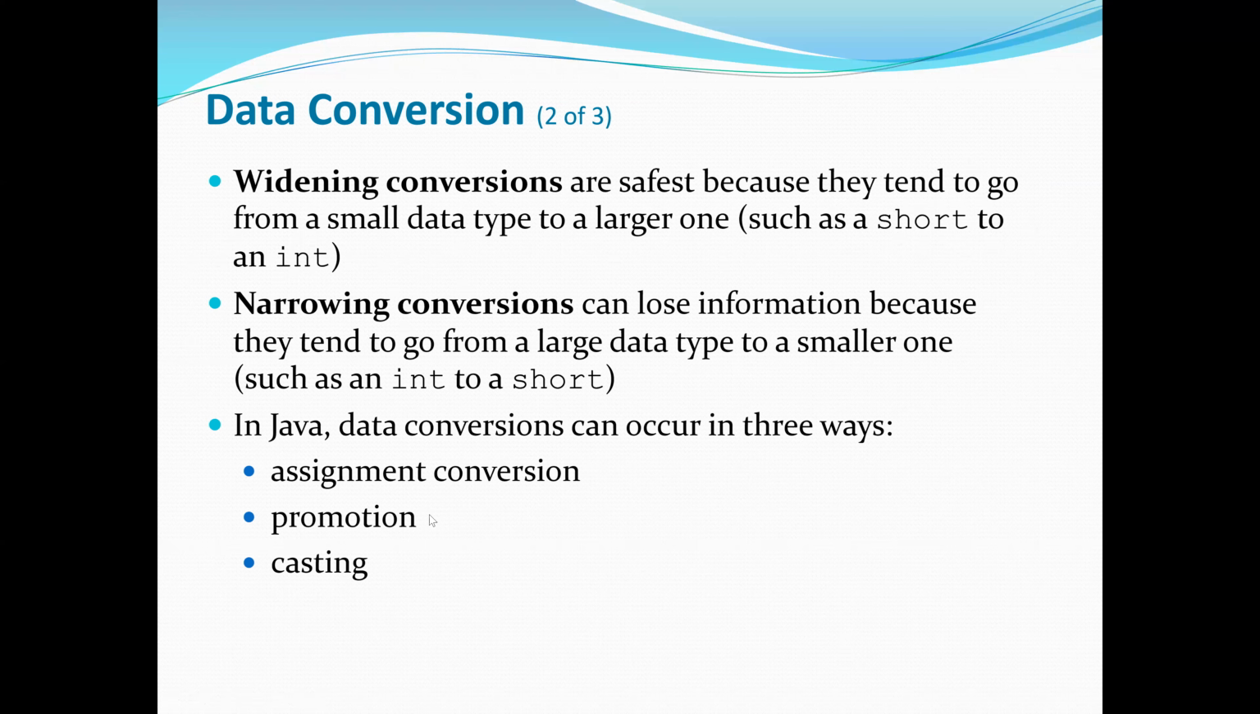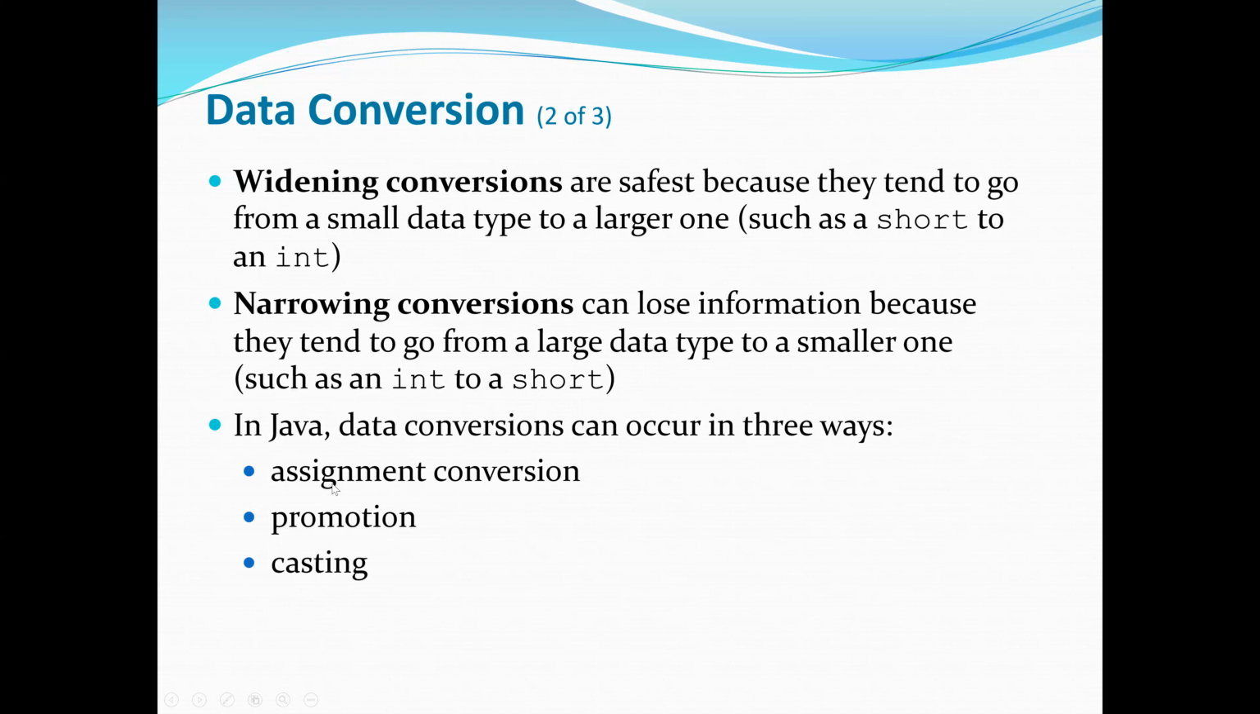Now, if I do the opposite, then we call it narrowing. With narrowing conversion, we can lose information because we convert a larger data type to a smaller one. So I'm converting int to a short, which means int can be a very large value that short cannot store. So in this case, we can lose data.